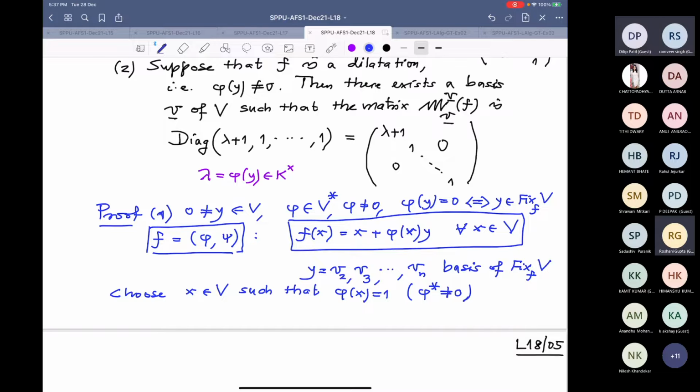And take that x and look at f of x. What is f of x? That is x plus phi x y. That box equation, whole day and night you dream about this box equation, because every piece of information about that linear map, a transvection or even a dilatation, is coded there. So this is x plus y.